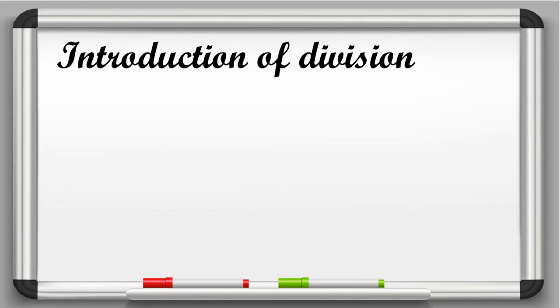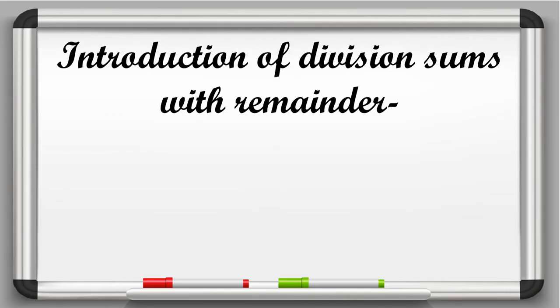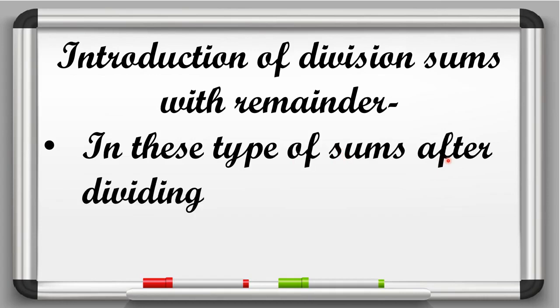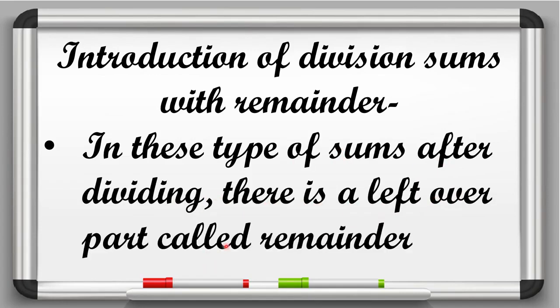Now the next topic is the introduction of division sums with remainder. So beta, now we will learn how to solve these types of sums in which a remainder is there. In these types of sums, after dividing, there is a leftover part called the remainder. In these questions, after equal division, some leftover part remains with us, which we call the remainder. Understood? So let's see with an example.